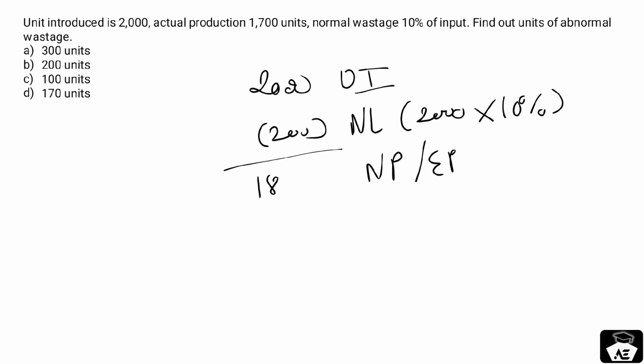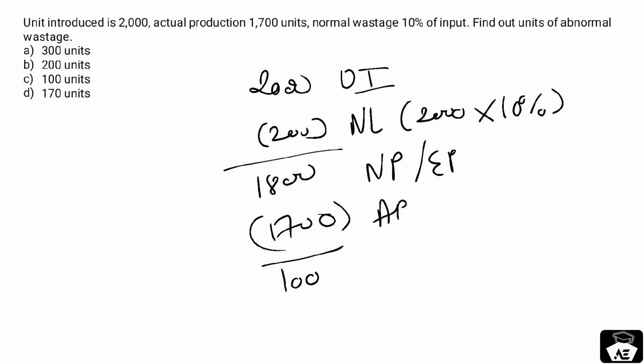It will be 1800. But what is your actual production? Your actual production is 1700 units. So if you compare both of these, normal and actual, you will find that actual production is lower than your normal production. So here you are getting a loss. Your expected production was 1800, against that actual production is 1700. So there is a difference of 100 units, you are getting 100 units less here. So that is your abnormal loss. So your correct answer is 100 units, option C.